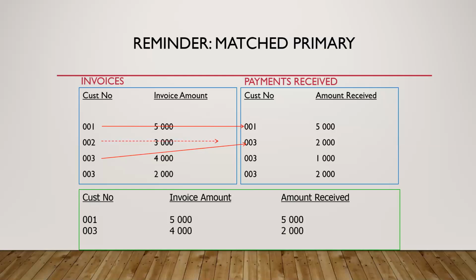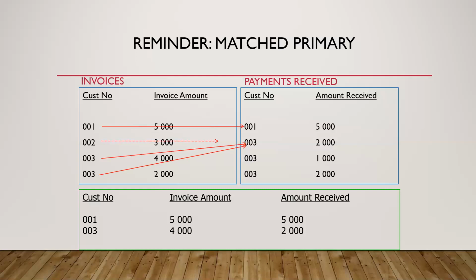Right, so customer 3 has an invoice amount of 4,000. That's the record we're looking at the moment in the invoices table. And in the payments received table, customer number 3 has an amount of 2,000 Rand or dollars or shillings, whatever the currency might be. So far, so good. Now let's go back to the invoices table because there is another record there. So customer number 3, does it appear in the payments received table? ACL asks itself this question. The answer is yes, it does. And notice again, ACL picks the first match it sees. It will always pick the first match.